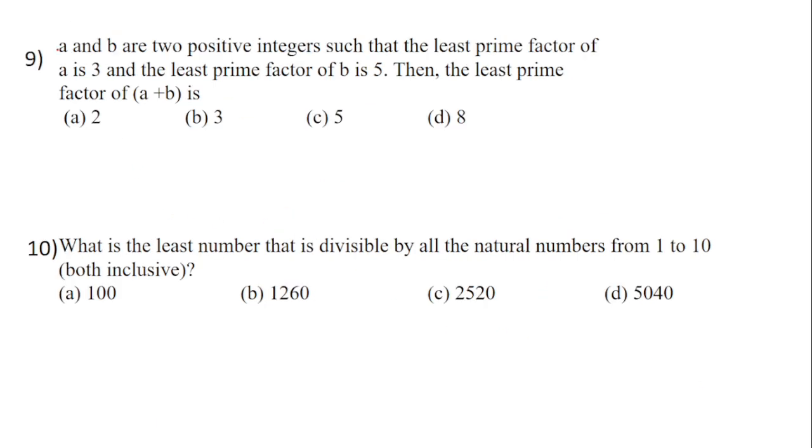Question number 9. A and B are two positive integers such that the least prime factor of A is 3 and the least prime factor of B is 5. Then what is the least prime factor of A plus B? To do this, we will consider a small example.